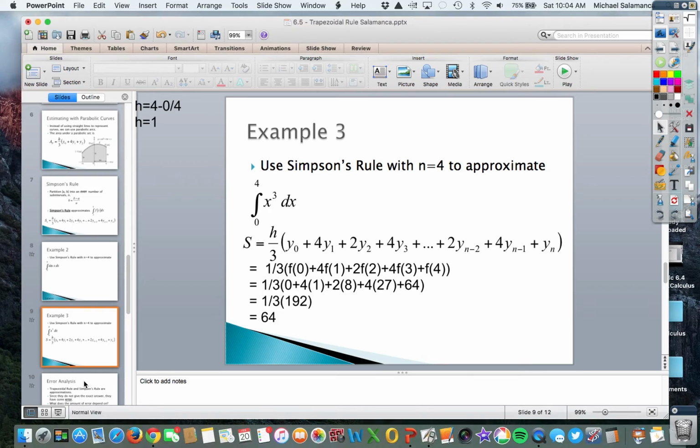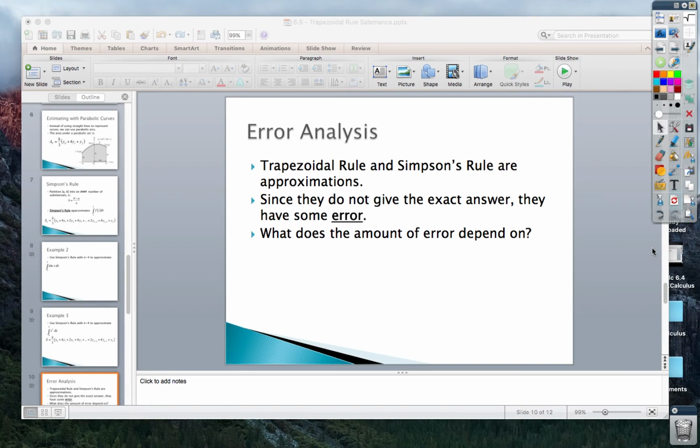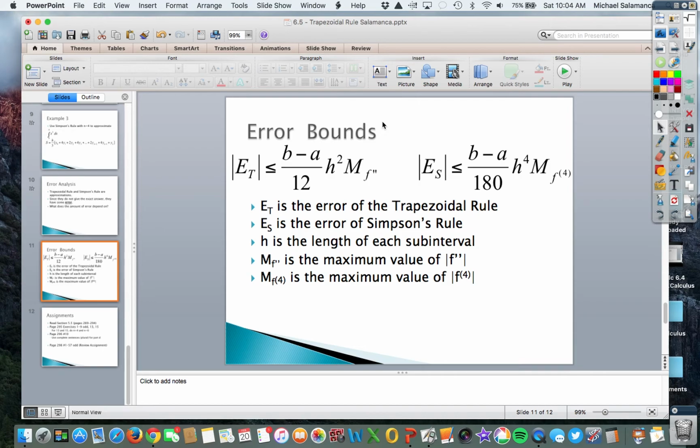So finally, because we did Simpson's rule and we did trapezoidal rule, these are all just approximations. The most exact answer you're going to get is by integrating using definite integrals like we've been doing in class. Since they did not give the exact answer, they do have some error. And so the amount of error depends on several variables. So let's take a look at what that would be. So here's where you have these error bounds. The absolute value of E sub T is less than or equal to b minus a divided by 12 times h squared times M sub f double prime.